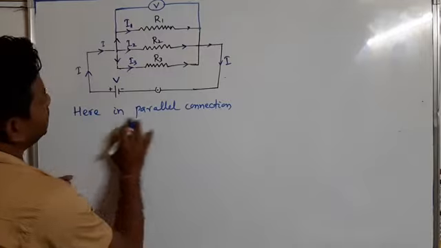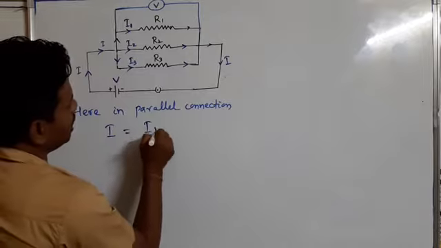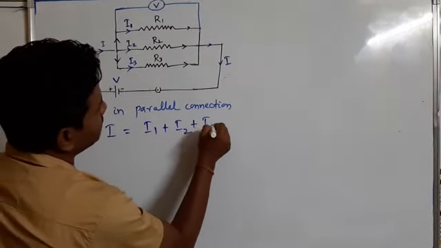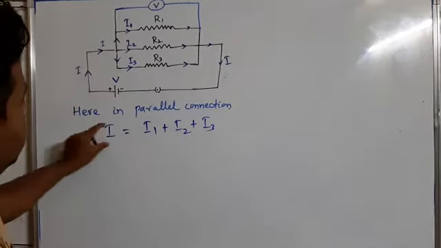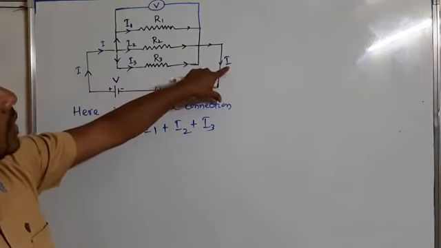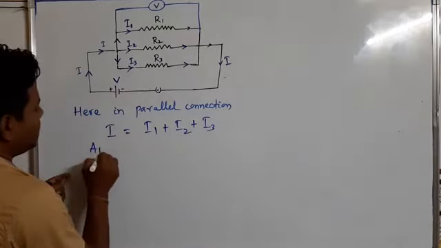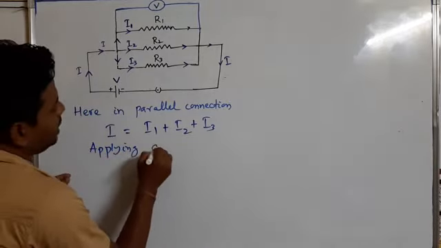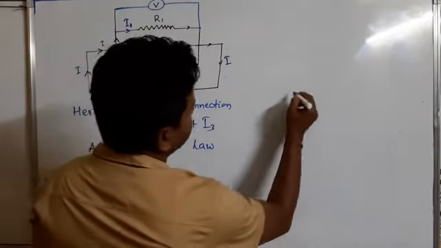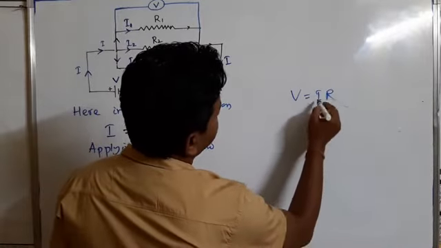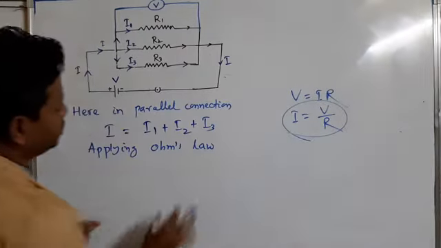So what will we write here? In parallel connection, the total current of the circuit I equals I1 plus I2 plus I3. If you add the individual currents of each resistor, then you will find the total current flowing through the circuit. So I equals I1 plus I2 plus I3. Again you have to apply Ohm's law. Applying Ohm's law, you know, in Ohm's law we have written V equal to IR. So if I want to find I, then it will be V by R. This we have to use here.